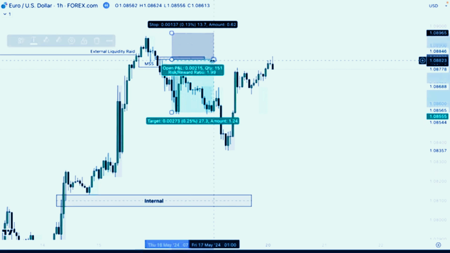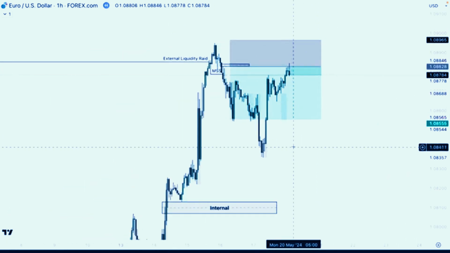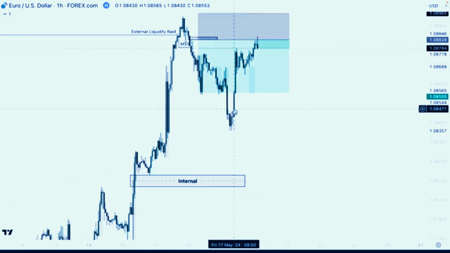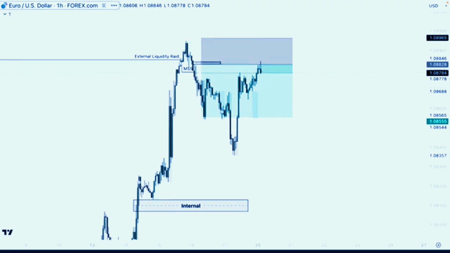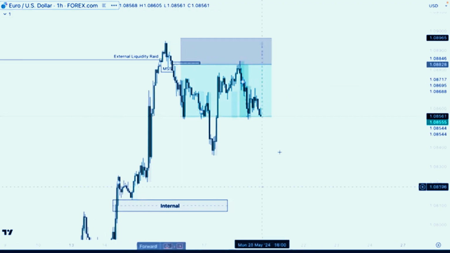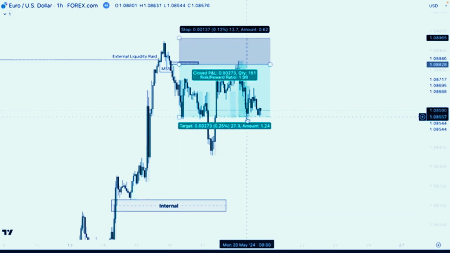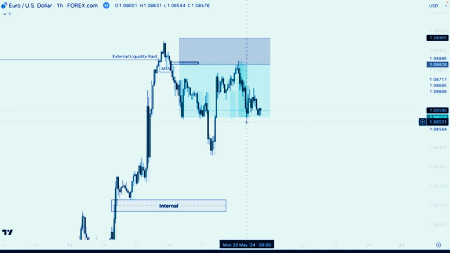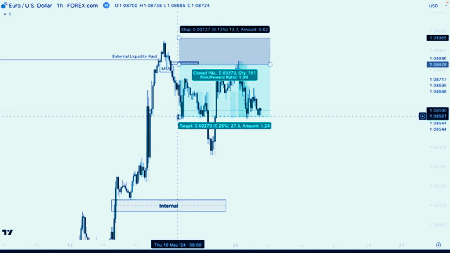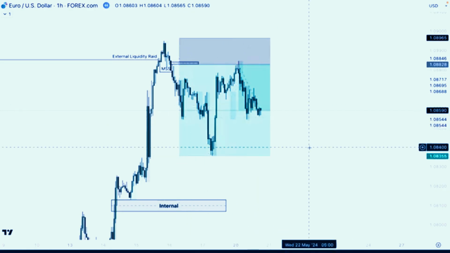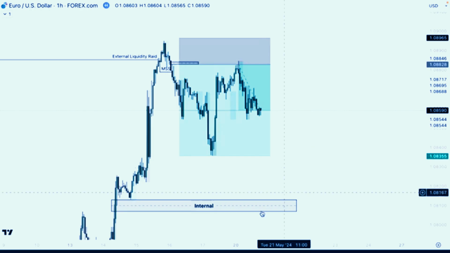Okay, there we get our tap into our fair value gap, and we just wait for price action to do its job. Here we can see the market runs down, hits our 2 to 1 take profit. So now you can take a partial and leave the rest running until this internal range is hit.